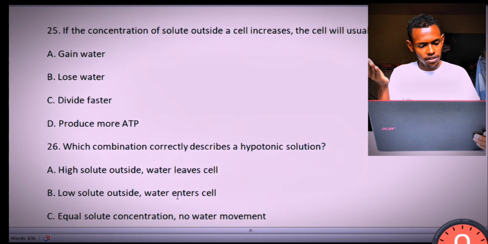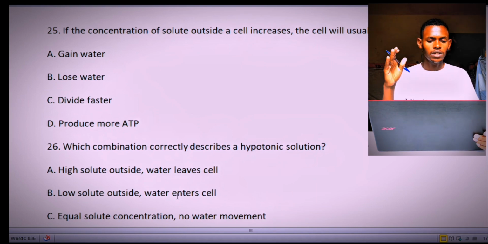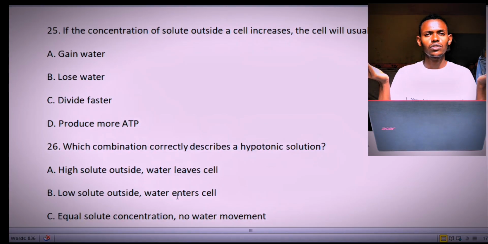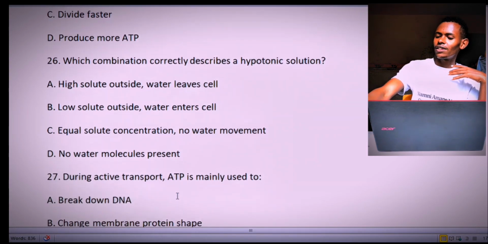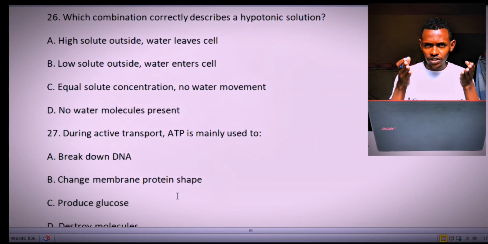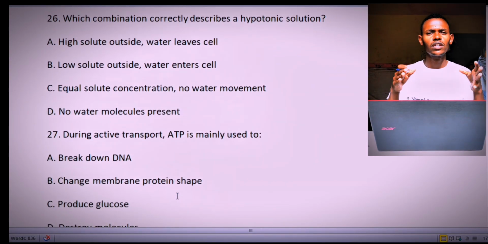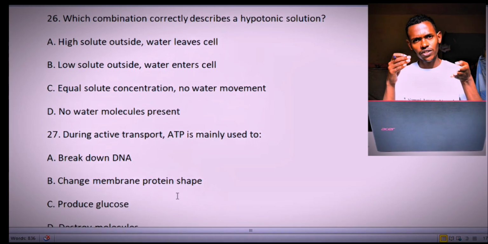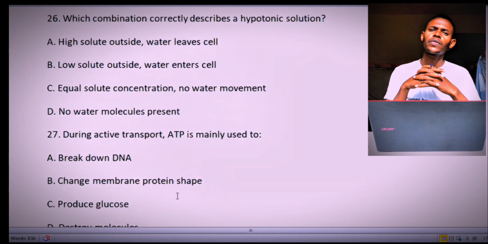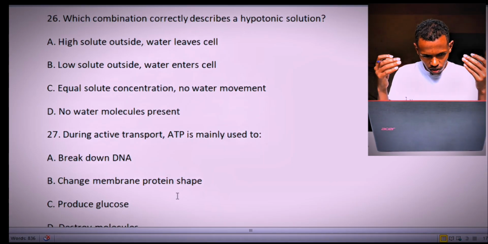So what is the answer? The answer is B. The concentration of solute outside the cell increases, so the tonicity of the solution outside the cell is increased. So the water in the cell moves towards the direction of the high amount of the solute. So water moves from the cell into the extracellular fluid.